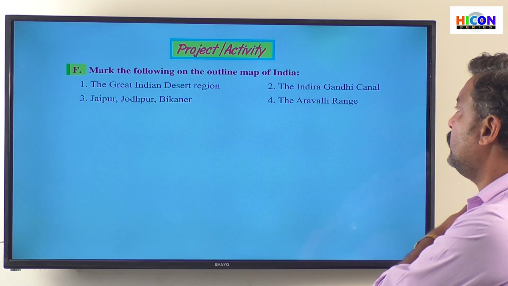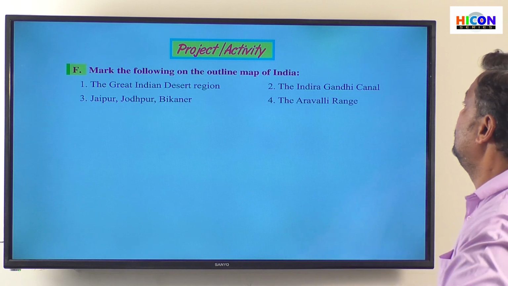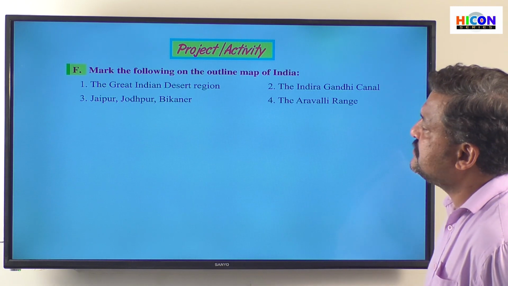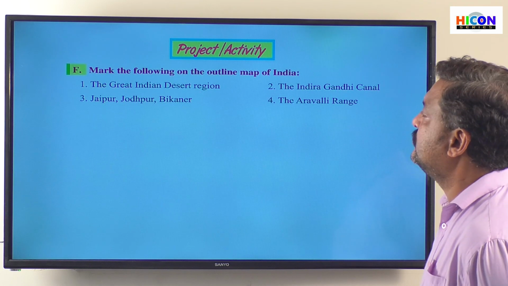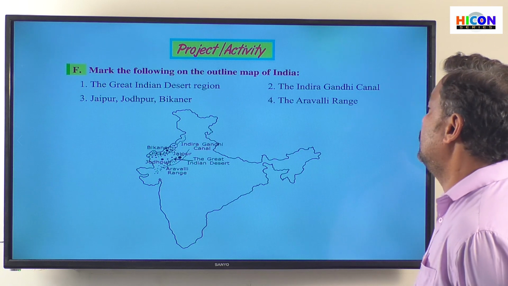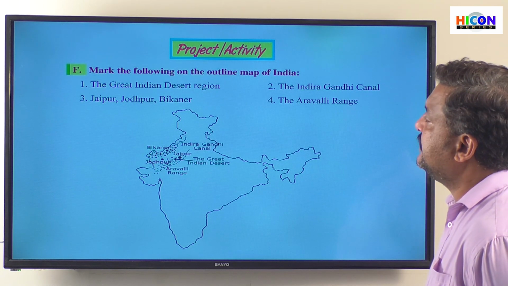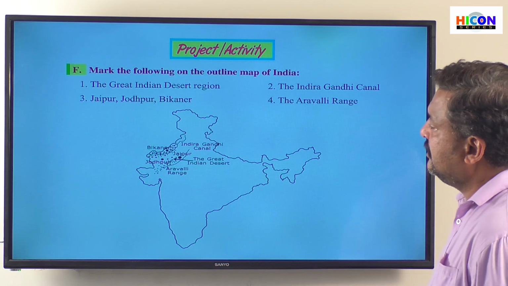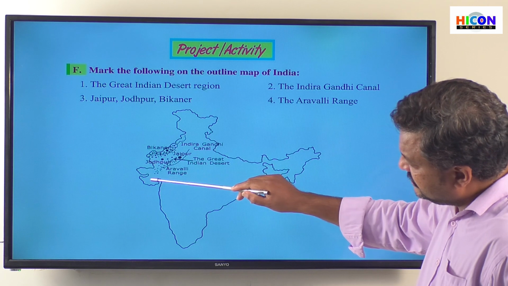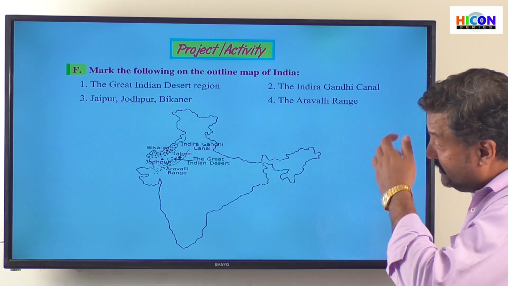Mark the following on the outline map of India: the Great Indian Desert region, the Indira Gandhi Canal, the Aravalli Range, cities of Jaipur, Jodhpur, Bikaner. Okay, so yeah, here is a map of India, and we have these regions marked in that. You see, this is the Great Indian Desert region. The dotted region is the Great Indian Desert region.